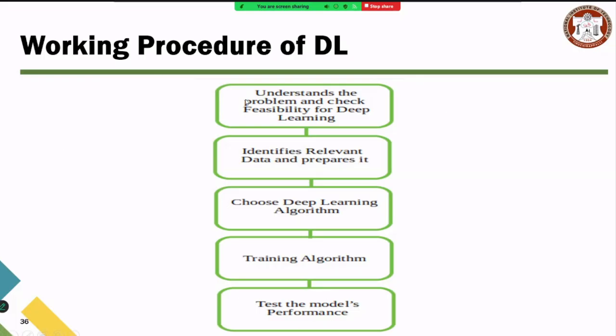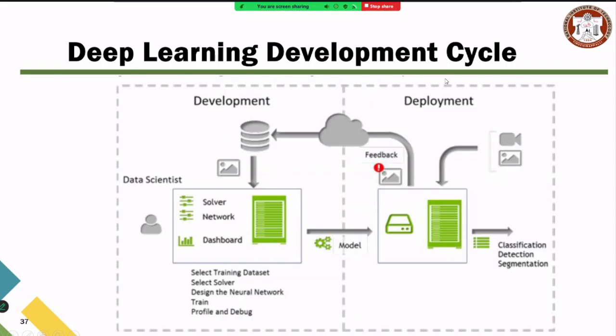Look at this, the diagrammatical representation of that deep learning model development cycle. See here, the data scientist gathers the data and comes up with the data and model. Then the model gets trained and is applied in the real-time environment. Based upon that feedback, it is fine-tuned. Then finally, it will come up with the classification, detection, segmentation, everything from the real-time environment.